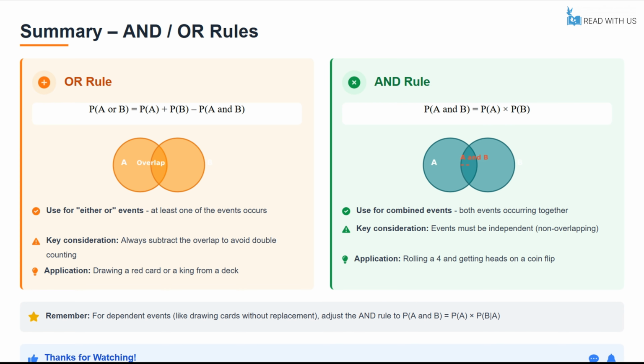To summarize, OR means one event or the other, the union of events. And AND means both events happening together, the intersection. Always check if the events are independent before multiplying. And that's the basic difference between the and/or rules in probability.